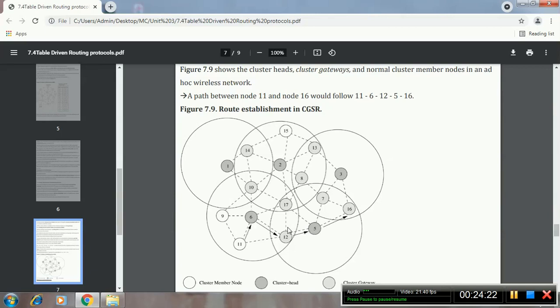You may get a doubt: why are we moving from 11 to 6, why can't we move to 12? This will be the shortest distance compared to 11 to 12. So that is the reason.